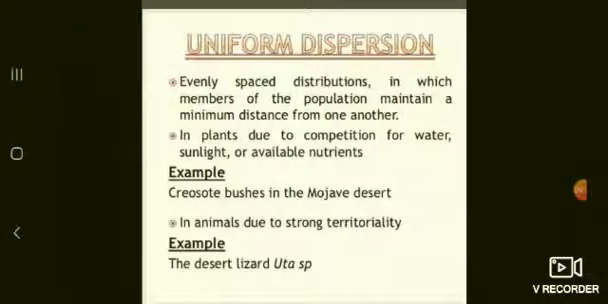Now the next is called uniform dispersion, that is also called regular dispersion. Here the individuals are more or less spaced at equal distance from one another. This is very rare in nature, but it is common in managed systems, that is croplands. Animals with territorial behavior tend toward this dispersion.